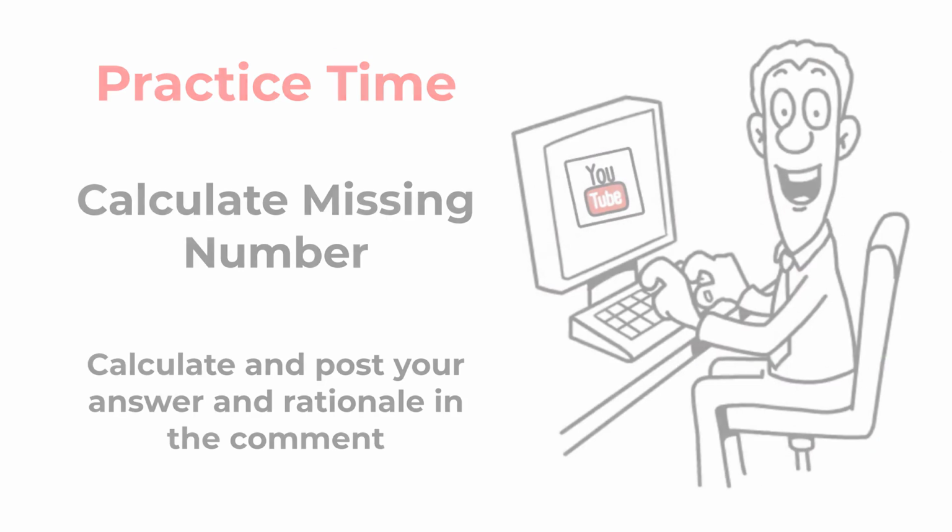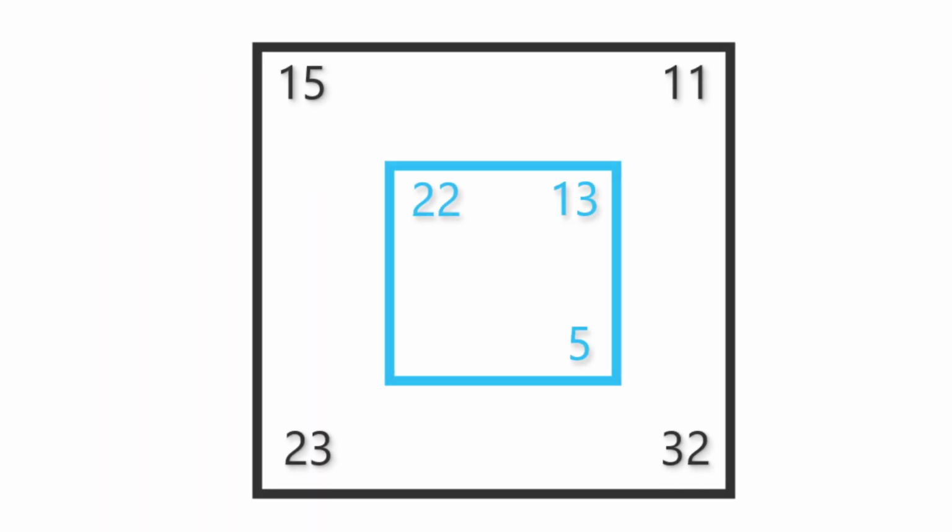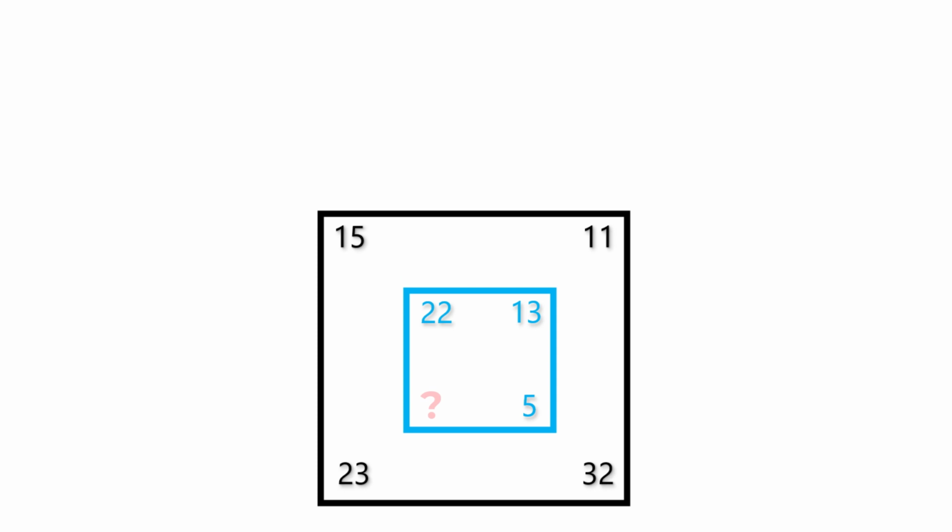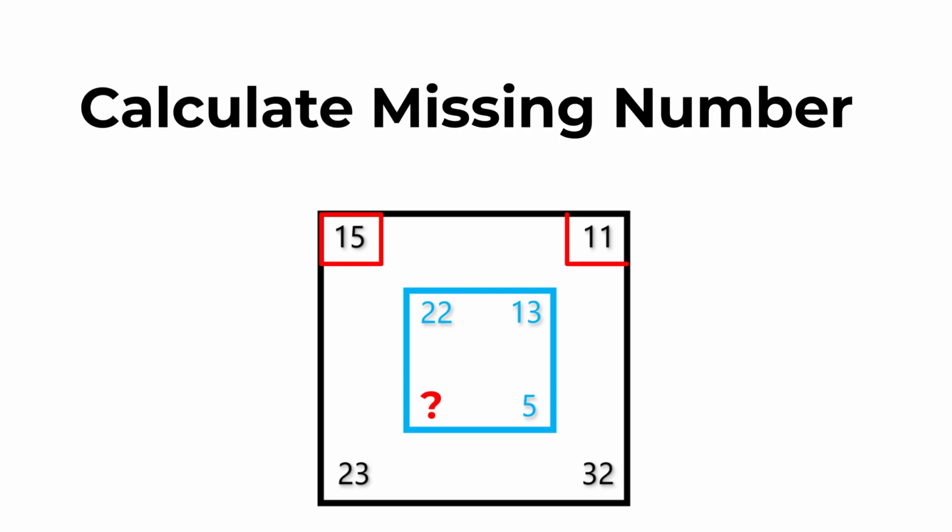You're presented with 2 squares. The smaller square is inside the larger square. Both squares have numbers in the corners. The larger square has numbers 15, 11, 32, and 23. The smaller square has numbers 22, 13, 5, and one number is missing. And this is the number you need to calculate.